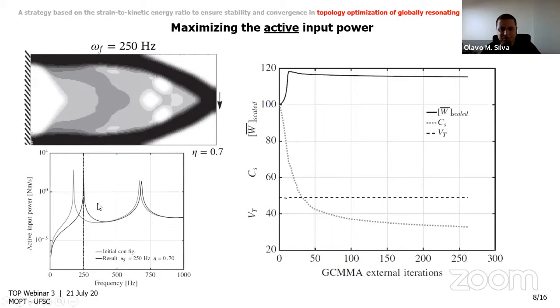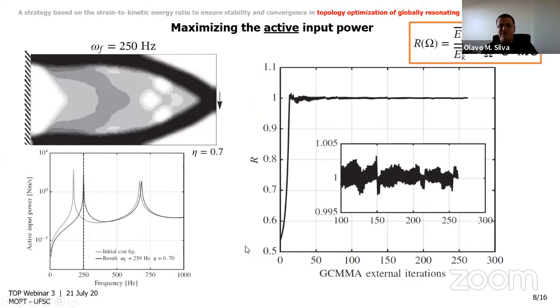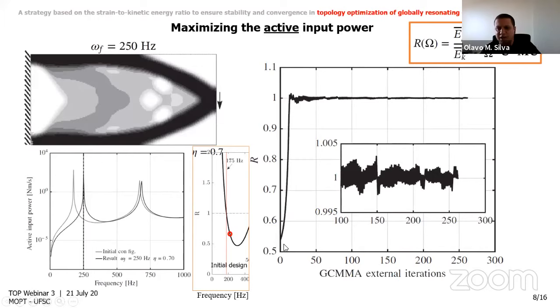And despite this, the procedure reached a resonance of the active input power at the desired frequency, and the evolution of the scaled functions appears to be stable. However, if you see the evolution of the strain to kinetic energy ratio, it's clear that the resonance is oscillating around the excitation frequency throughout the process. In this example, the ratio starts from a value less than one and evolves to one with a resonance reaching the excitation frequency. However, this oscillation, as shown here, seems to be harming the process.